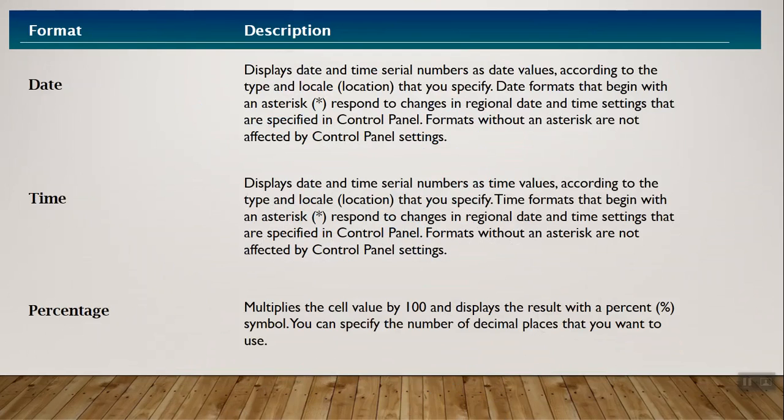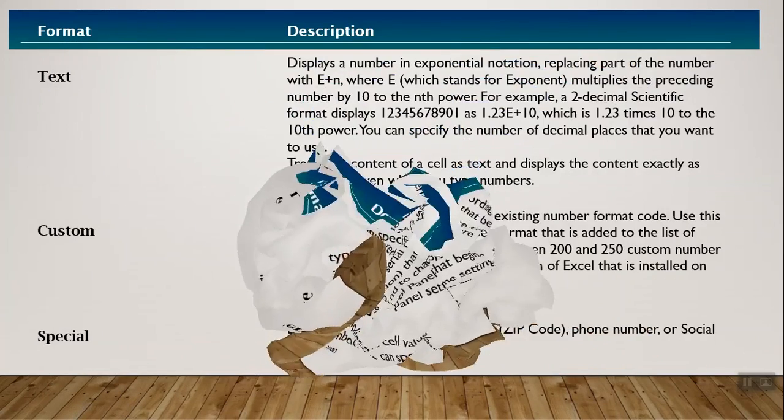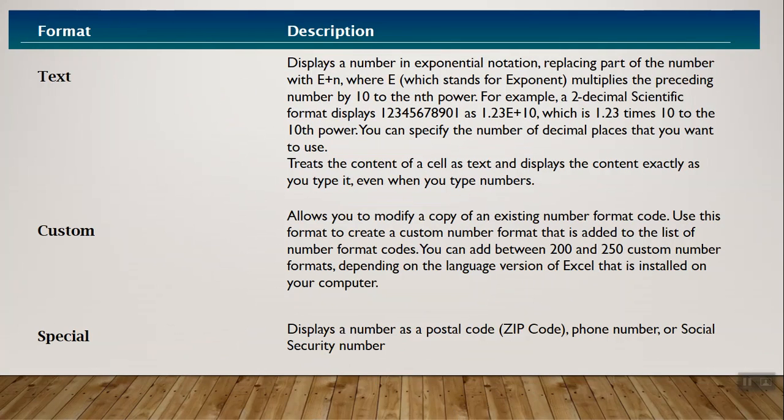Date displays date and time serial numbers as a date value according to the type and locale. Time displays date and time serial numbers as a time. Percentage multiplies the cell value by 100 and displays the percentage symbol. Text displays the number as entered, and Scientific displays a number in exponential notation, replacing part of the number. And Custom allows you to modify or copy an existing number format code.